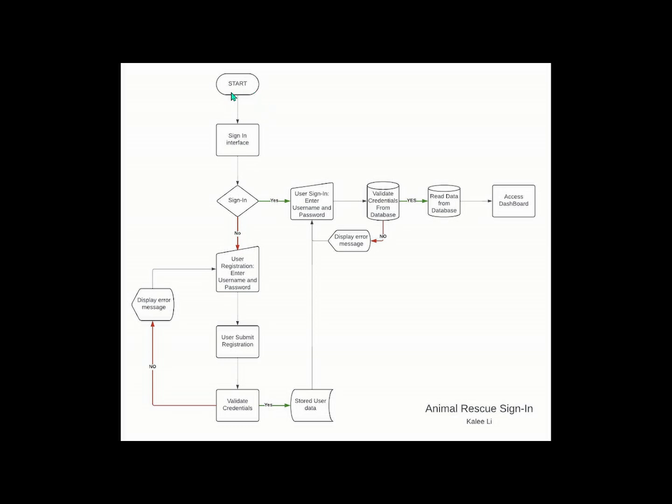The user starts the application, and once the application is started, it will show a sign-in interface. The user will make a decision to either sign in or register. If the user already has a credential, then they will enter their username and password. The system will validate the credential from the database. If it passes, they'll read the data and access the dashboard. If it doesn't pass, it will display an error message and return to the user sign-in interface.